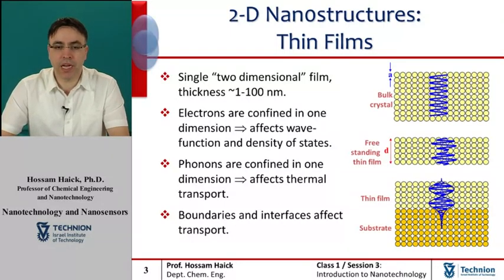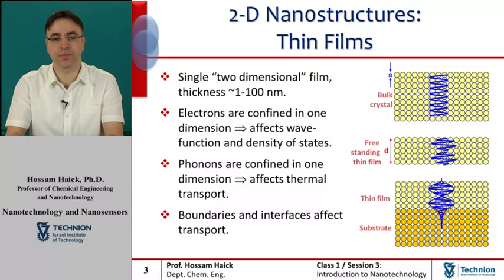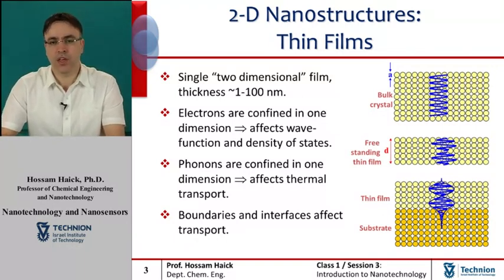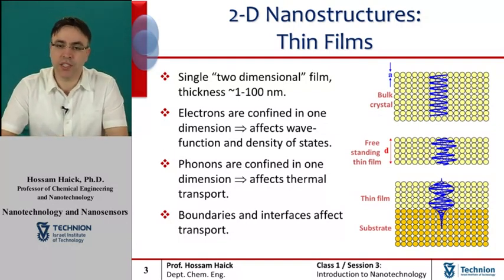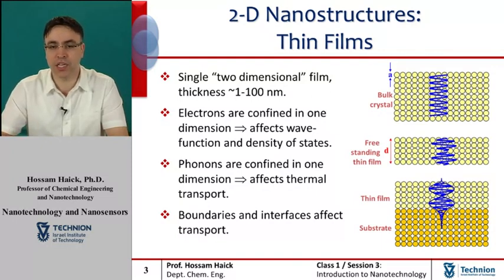The energy spectrum becomes, in this case, discrete and measured by quanta rather than continuous as in bulk materials. The confinement of the electrons in these systems changes their interaction with electromagnetic radiation significantly. Electrons are confined in the direction perpendicular to the substrate and thus affect the wave function as well as the density of states. Similarly, phonons that are confined in the direction perpendicular to the substrate therefore affect the thermal properties.